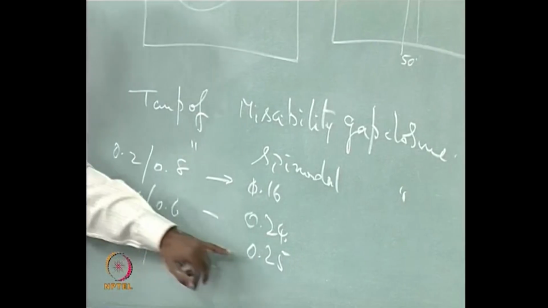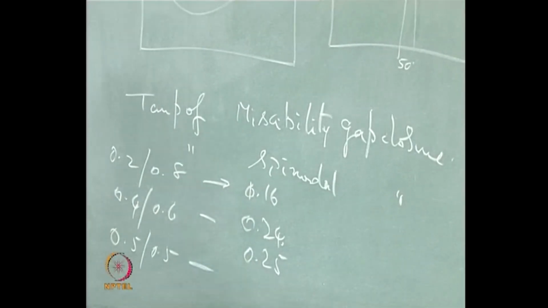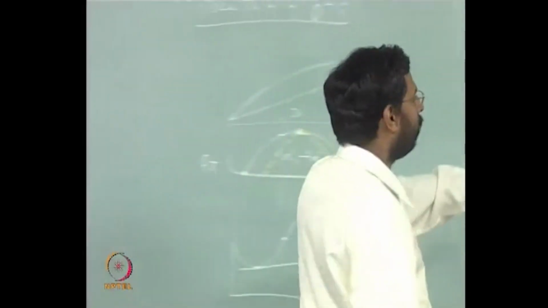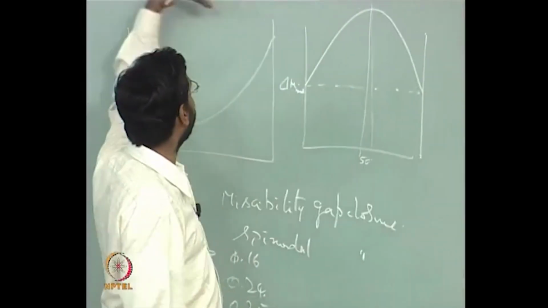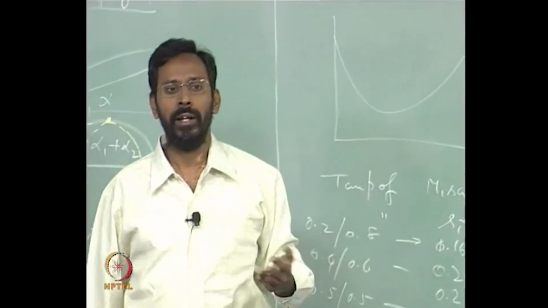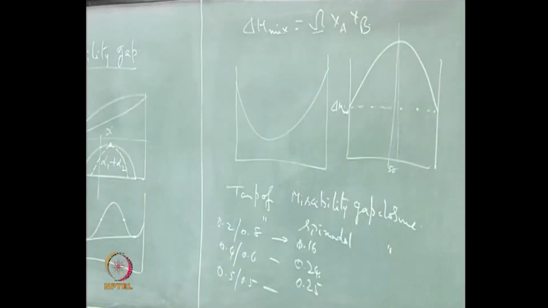Only then this is the highest. So, that is why the maximum value or the minimum value of delta H mixing, depending on whether omega is positive or negative, is only at 50-50. At 50-50, the delta H mixing will either go to maximum or go to minimum, provided you will have omega positive or negative. When does it not go to a maximum or minimum?